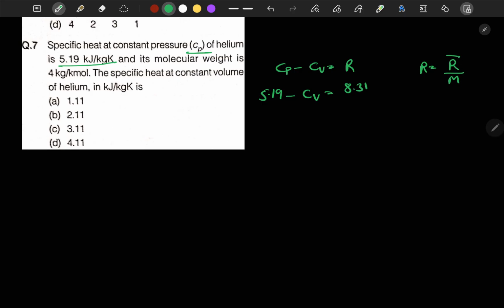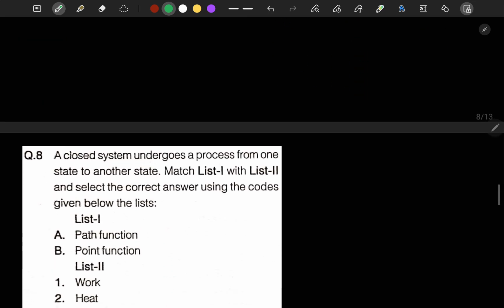So 8.314 divided by M, where M is given as 4. So we can calculate cv directly: 5.19 minus 8.314 divided by 4, so we will get cv is equal to 3.1115. Okay, moving to the next question.